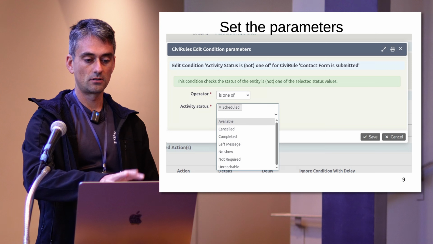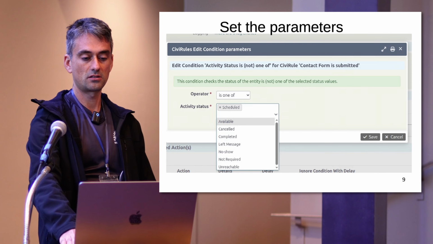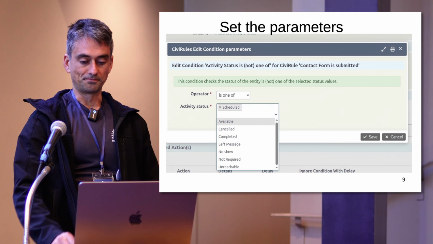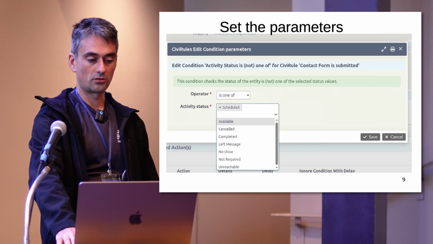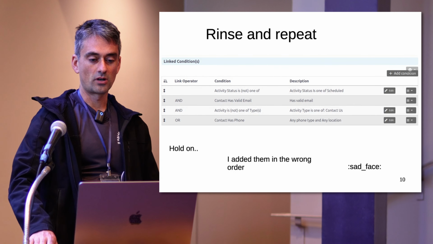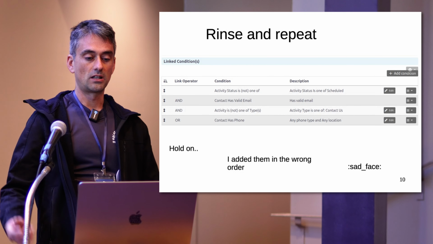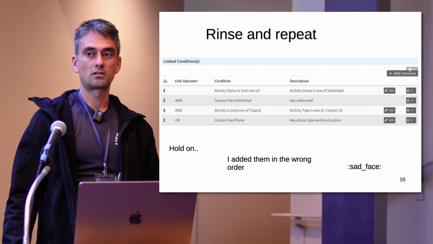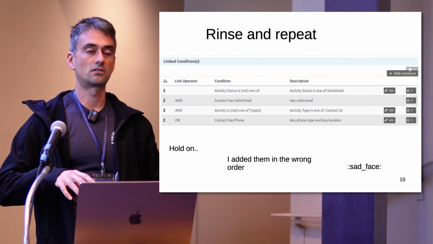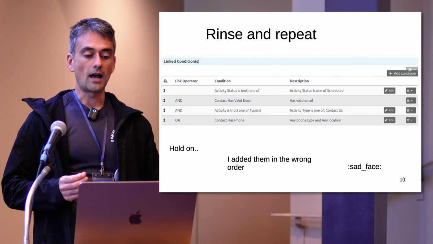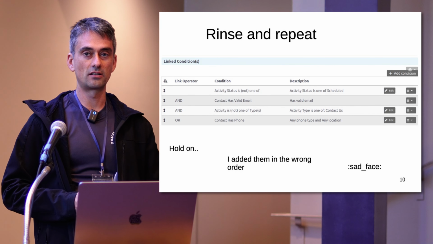So select a condition, and there's a whole load of built-in conditions. Let's go by activity status. We want the activity to be in scheduled status. So that will only trigger when we add an activity in scheduled status. Add some more conditions. So in this case, we've added contact has got a valid email. Activity is of type contact us. So we created a contact us activity type that is then created using the form, and contact has phone. But then I realized I added them in the wrong order.